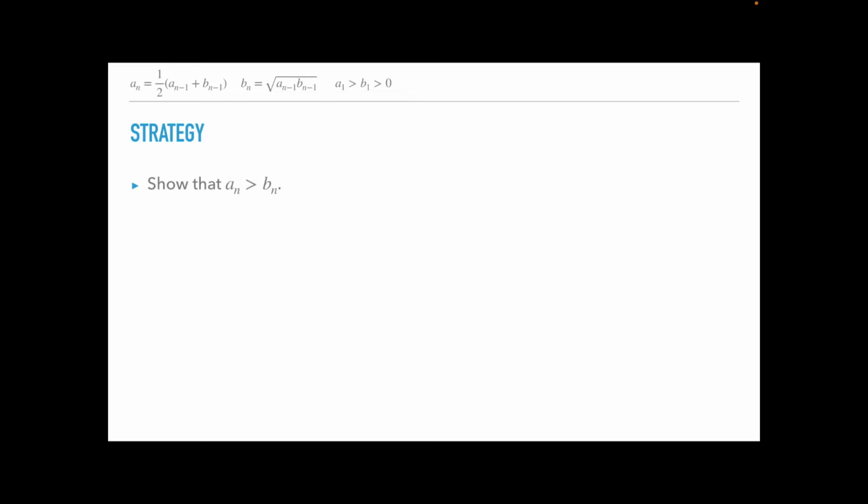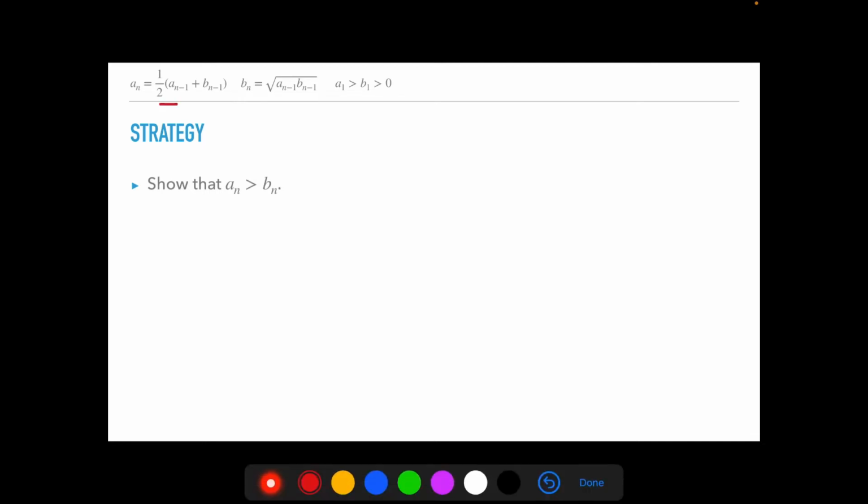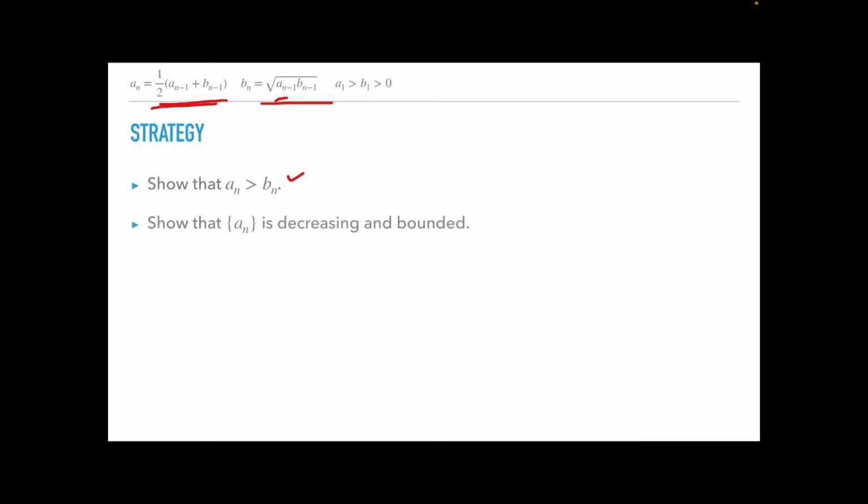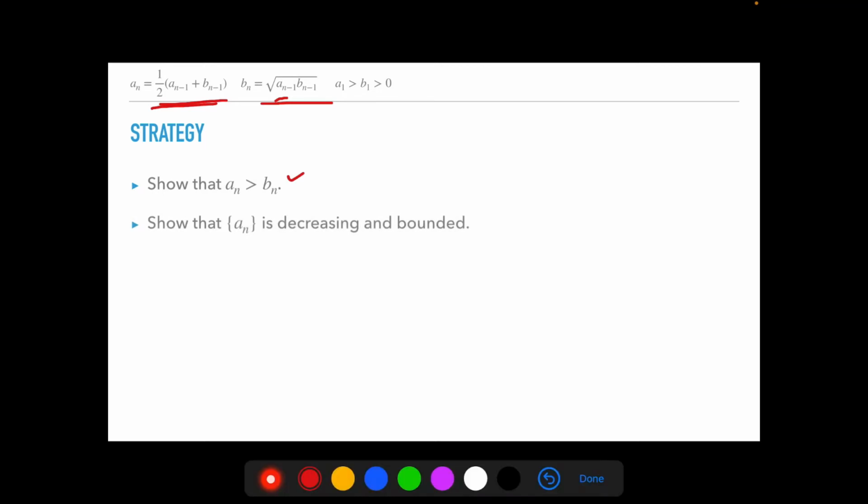For some of you, this might be obvious because what we see here is that a sub n is the arithmetic mean of two numbers and b sub n is the geometric mean of the same numbers. And we know already that arithmetic means are always greater than geometric means. But we're still going to show this in the next slide. Why do we need to show it? That's because we're going to use it to show that a sub n is decreasing and bounded.